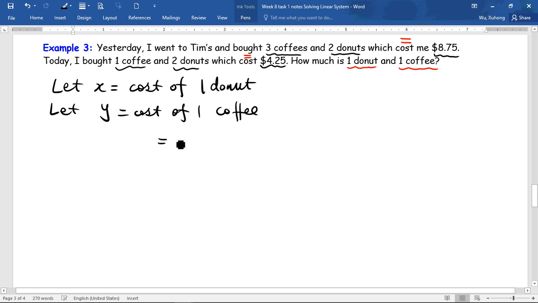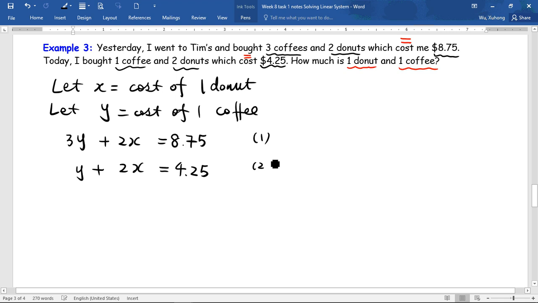Then for the first trip, yesterday cost me $8.75. Today cost me $4.25. Then 1 coffee is y dollars, so 3 coffees will be 3y. 1 donut is x dollars, so 2 donuts will be 2x. Unit price times the quantity gives you the price. So this is equation 1, and this is equation 2.